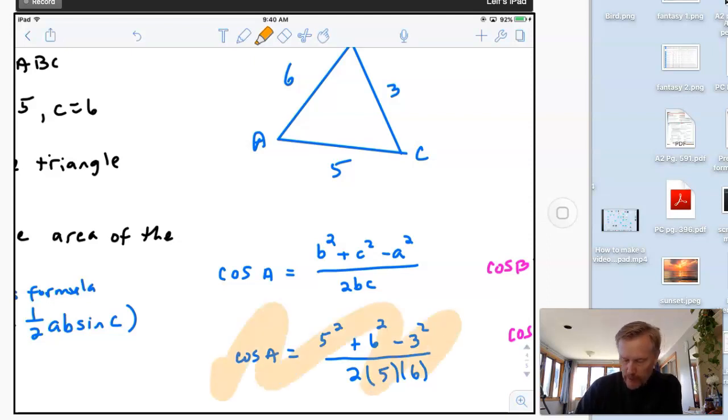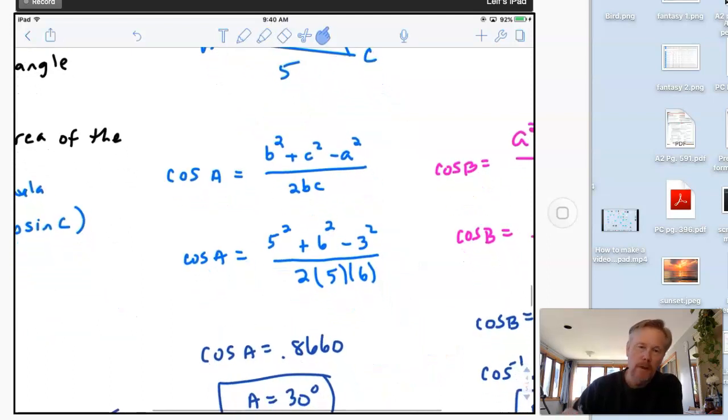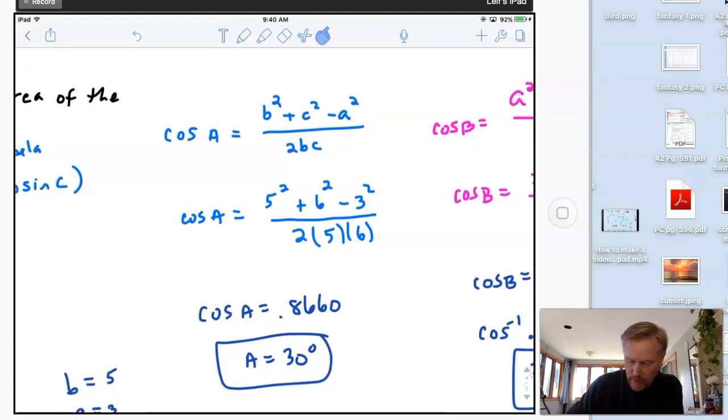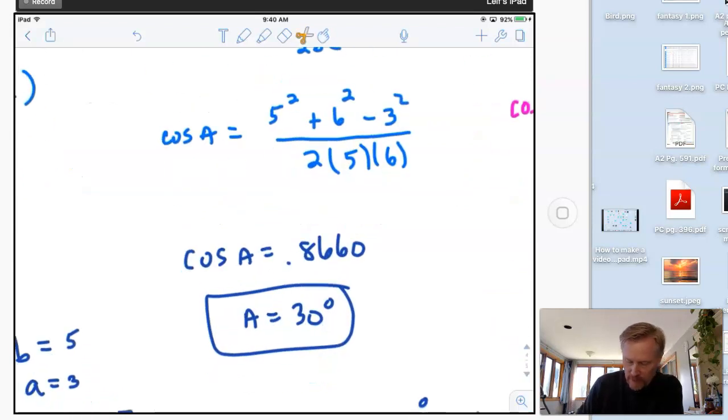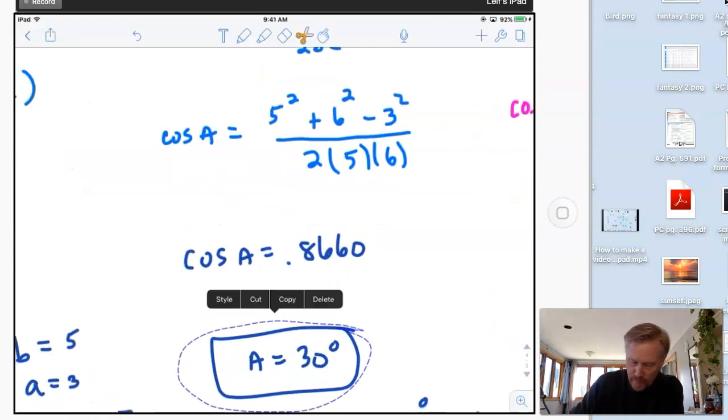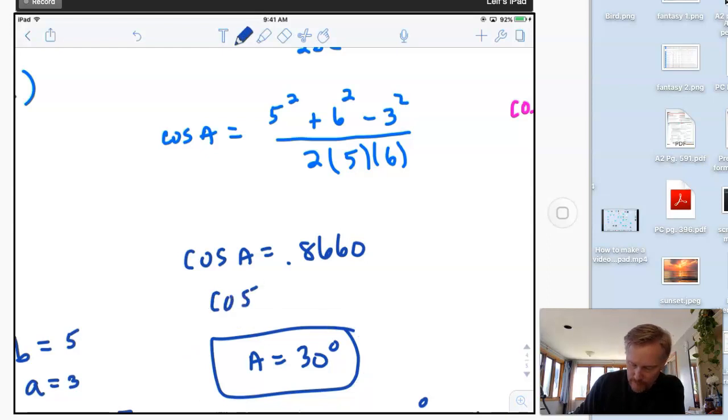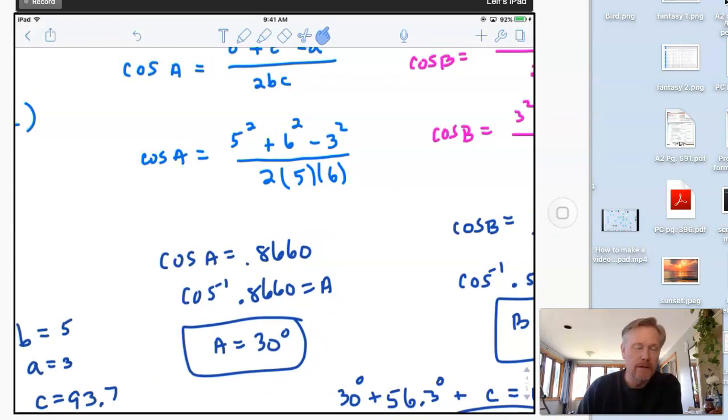All right. And I get 5 squared plus 6 squared minus 3 squared over 2 times 5 times 6. And when I punch that in my calculator, I get 0.8660. And then I do the inverse cosine of 0.8660, and I get A is 30 degrees. So I got my first angle. Now I need another angle.